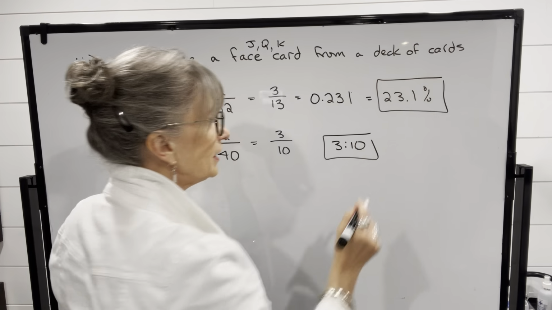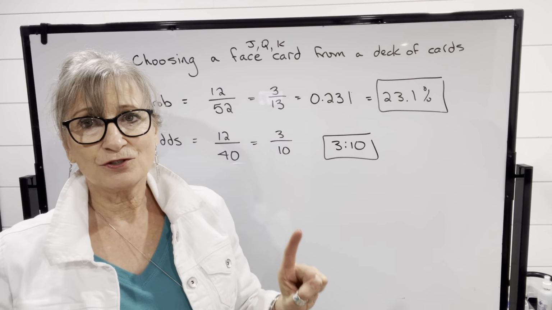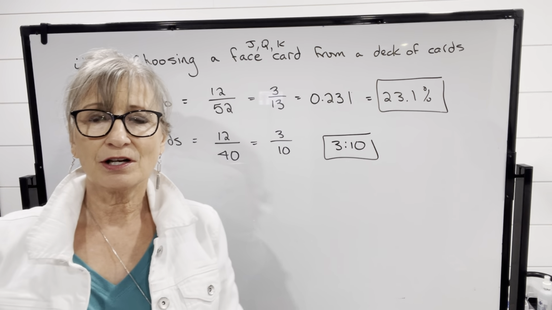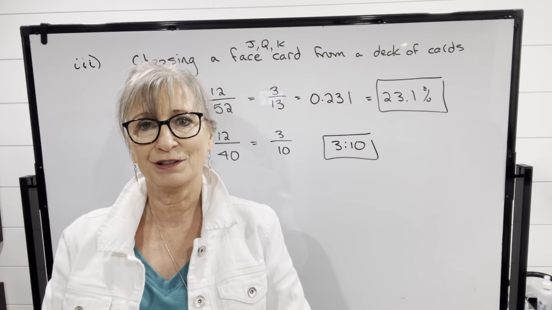So the probability of choosing a face card is 23.1%. The odds of choosing a face card are 3 to 10. Now let's talk about how you switch a probability to odds or odds to a probability.